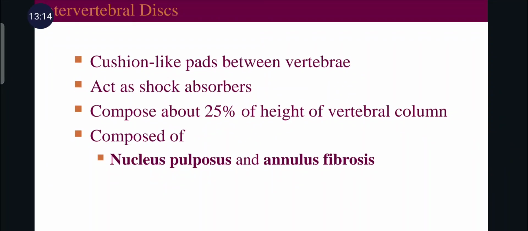The vertebral column consists of intervertebral discs between the vertebrae, which are cushion-like pads situated between the vertebrae. They act like shock absorbers and compose 25% of the height of the vertebral column. They are composed of nucleus pulposus and annulus fibrosus.